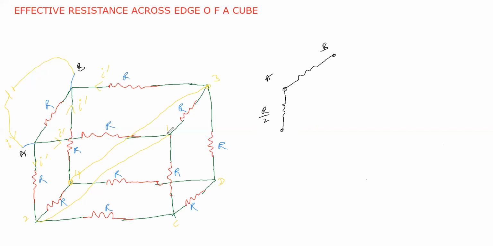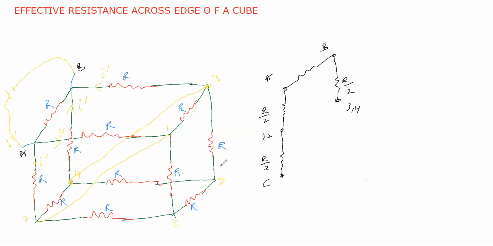This point we can take as 1 comma 2. And these two resistances between C and 1, C and 2 are in parallel. If we connect them in parallel, that is R by 2, and we take this point as C. And here at point B, these two resistances are parallel, so that is R by 2. This point is 3 and 4. So 3 comma 4 we take.